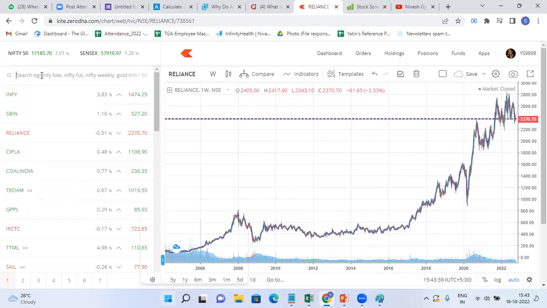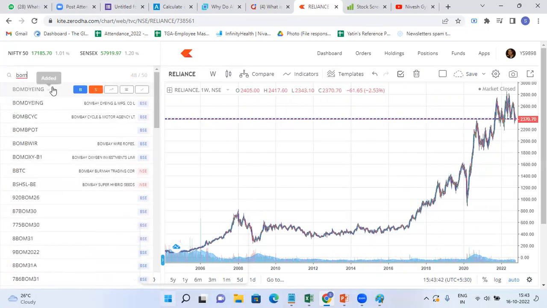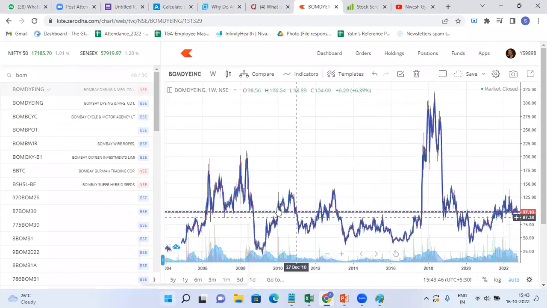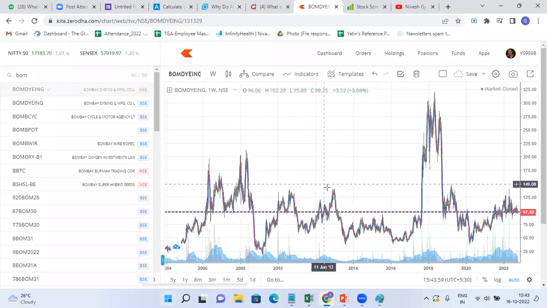Let us look at Bombay Dyeing, for example. What do you see in this area? It's going up, coming down, going up, coming down. This is cyclical in nature. It will hit that price, then again come down. Again it will go, hit that price, and come down. It is cyclical in nature.